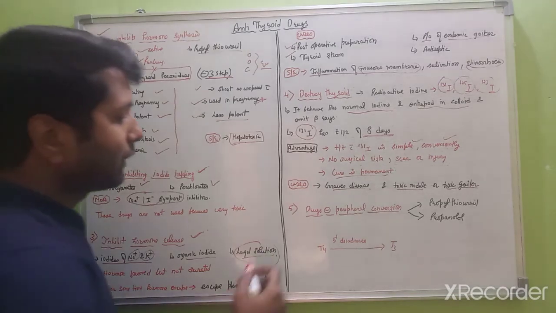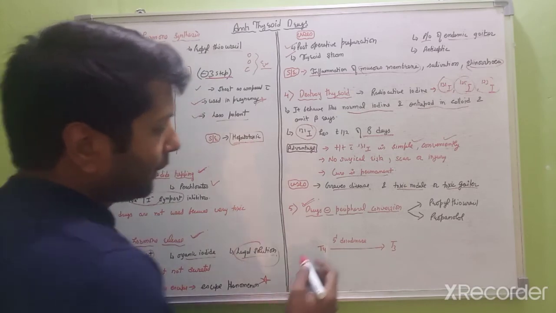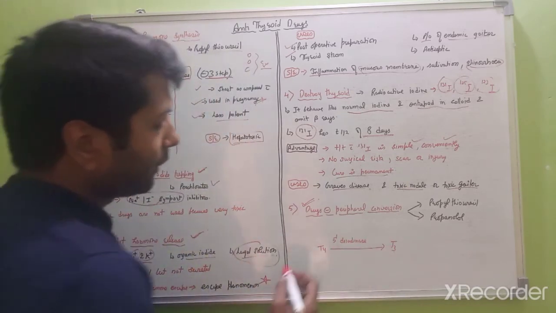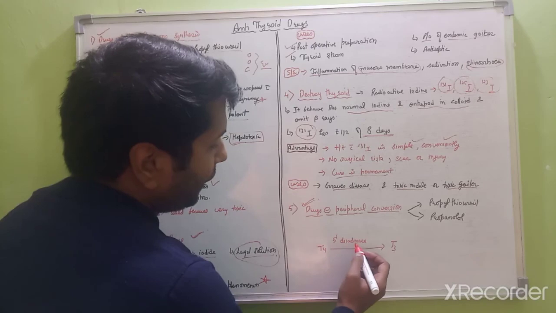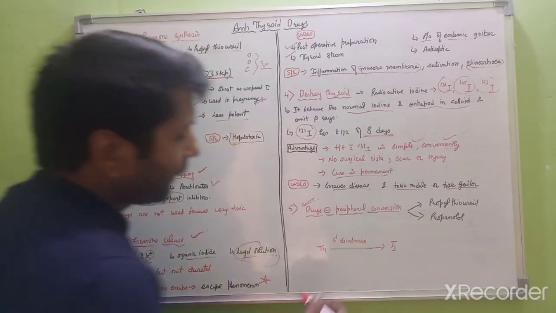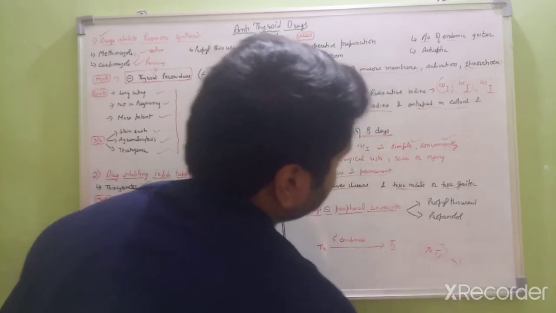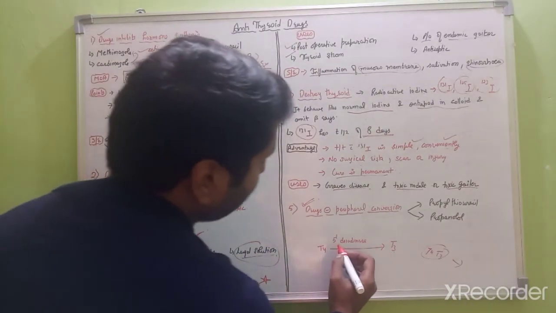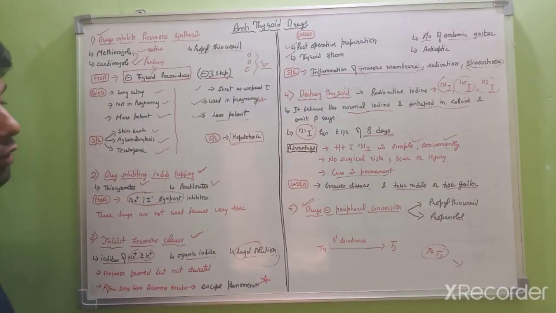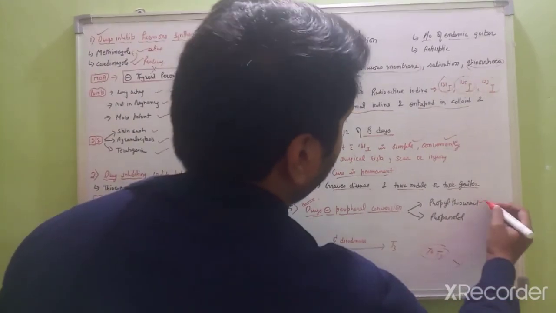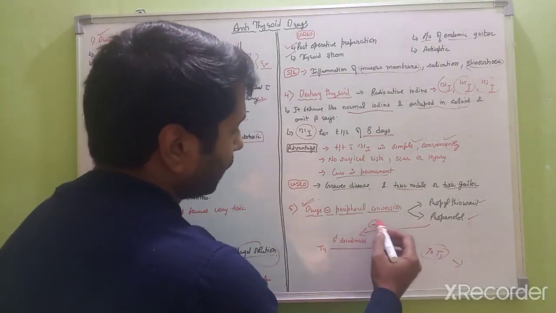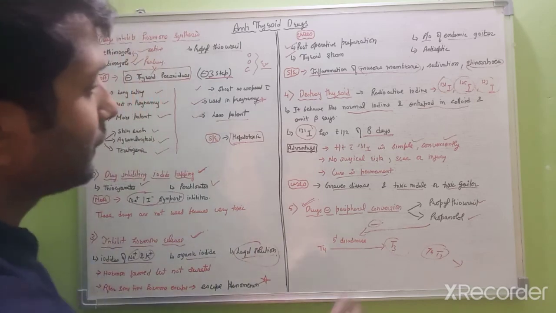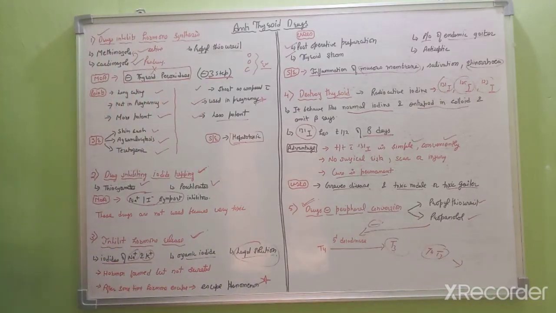Then comes the last category, the drugs that inhibit the peripheral conversion of T4 into T3. When T4 and T3 come into the blood vessels, T4 is converted into T3 with the help of the 5'-deiodinase enzyme. Both of these drugs, propylthiouracil and propranolol, which is a beta blocker, will inhibit this enzyme, so T3 will not form. So this is the mechanism of action of these drugs. So this is all in brief about antithyroid drugs. So thank you.